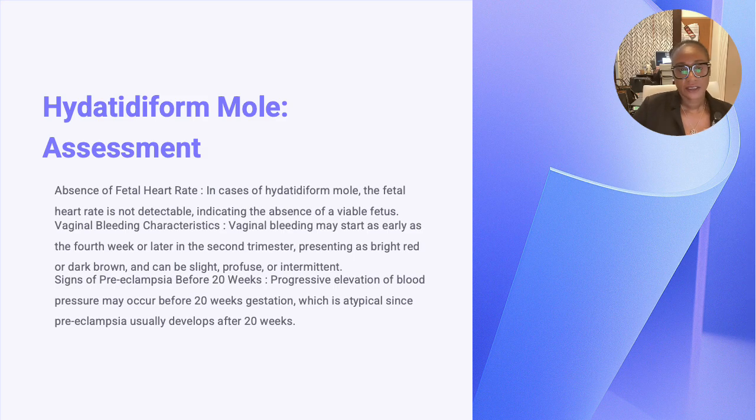The fundal height will be greater than expected for gestational date, and then the human chorionic gonadotropin level is going to be elevated. And characteristically, you're going to see a snowstorm pattern when you're looking at the ultrasound. It's not going to be, of course, a fetus. You're going to see the characteristic snowstorm pattern on that ultrasound.